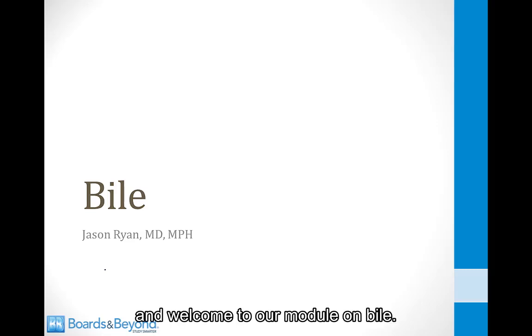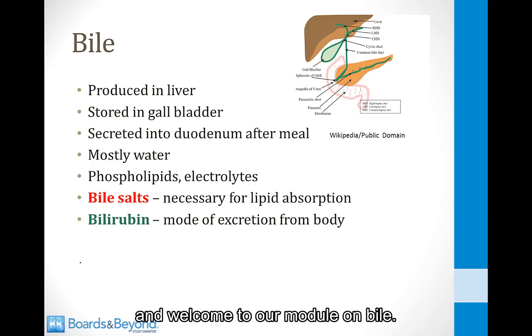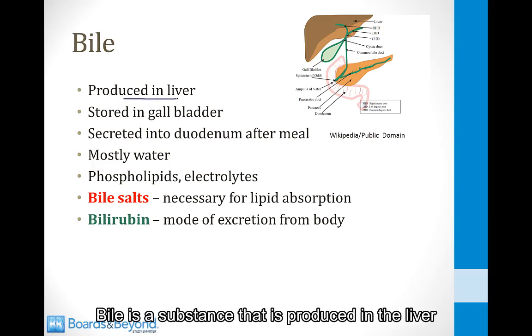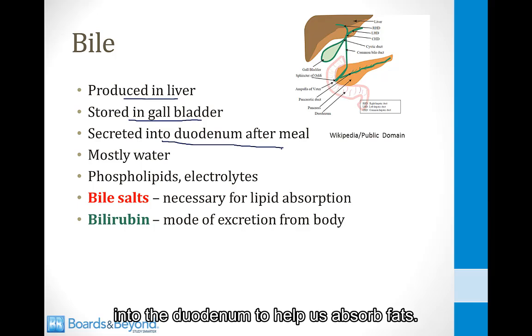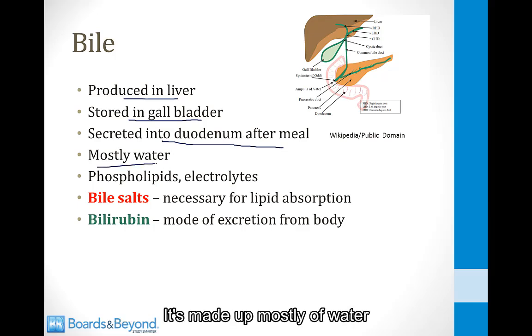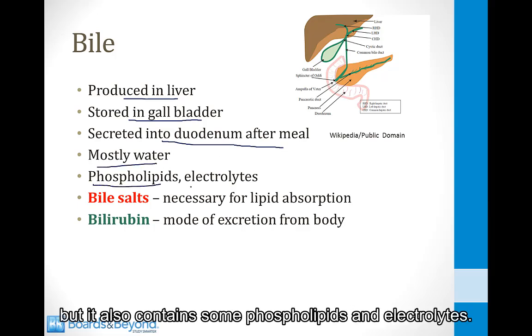Hello everyone and welcome to our module on bile. Bile is a substance that is produced in the liver and then stored in the gallbladder, and after a meal it is secreted into the duodenum to help us absorb fats. It's made up mostly of water, but it also contains some phospholipids and electrolytes.